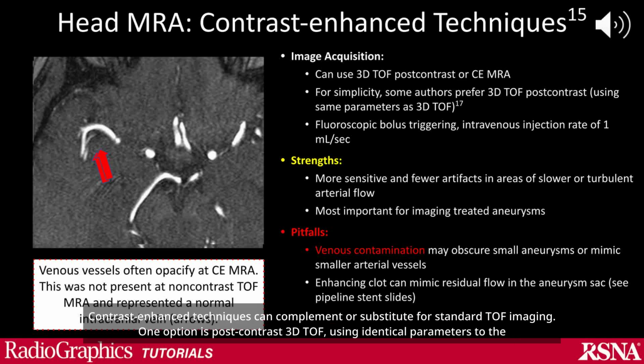Contrast-enhanced techniques can complement or substitute for standard TOF imaging. One option is post-contrast 3D TOF, using identical parameters to the non-contrast sequence. Another is first-pass qMRA, which employs fluoroscopic bolus triggering, typically with an injection rate of 1 milliliter per second.